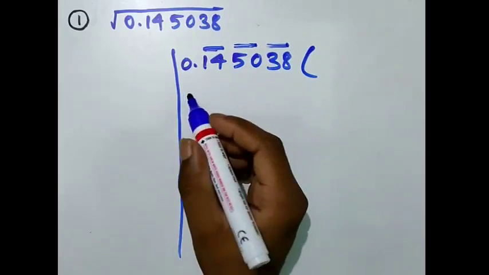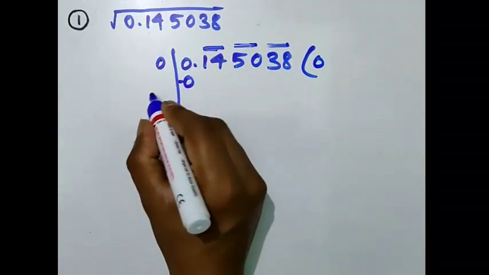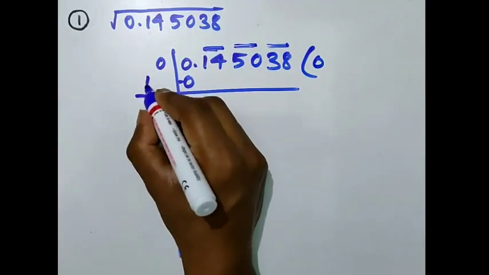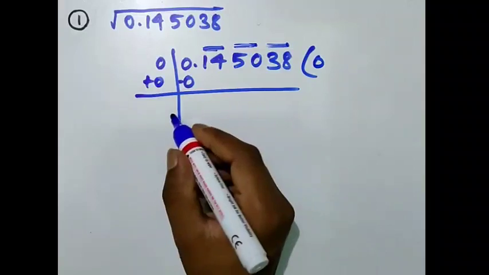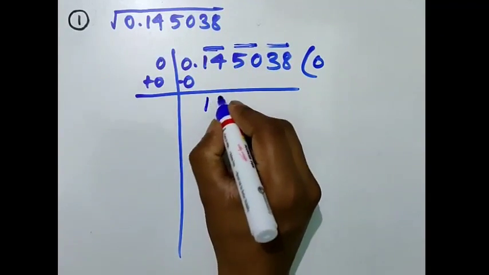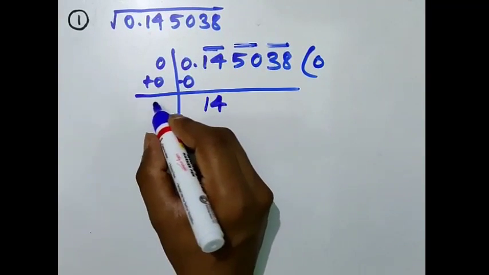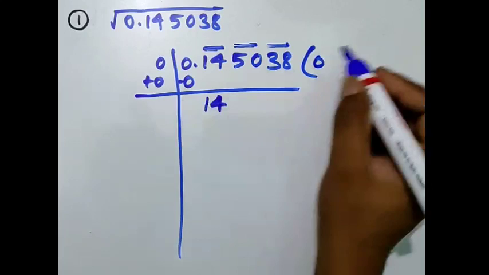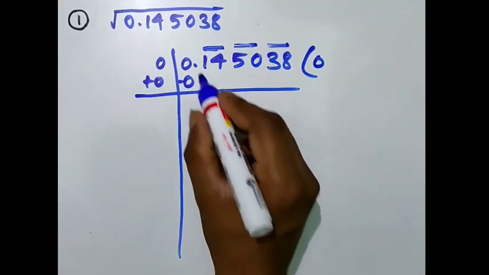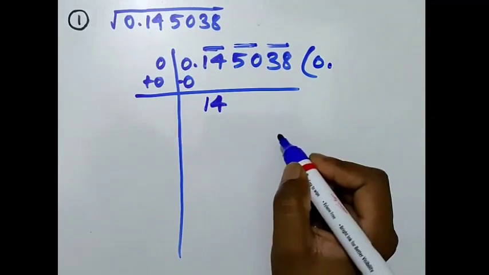What will be the number that I'll square to get 0? 0 itself. So 0 zeros are 0, and you subtract, you'll get 0 here. So plus 0, that means 0 only, nothing. So we'll carry down 14. Now what number should I square here and multiply the same, to get 14? Now this number 14 is after the decimal, so we'll put a decimal point.